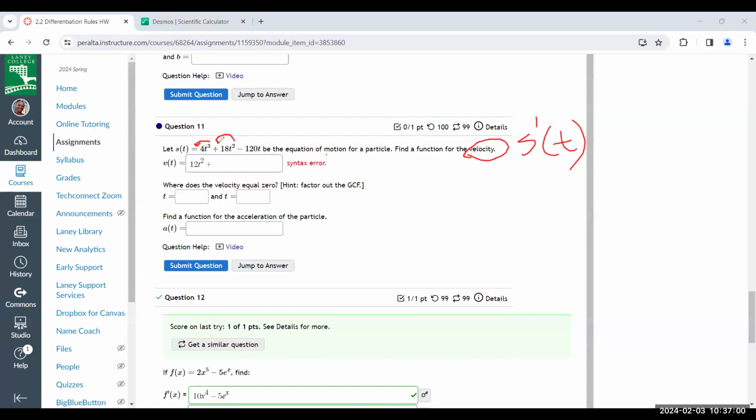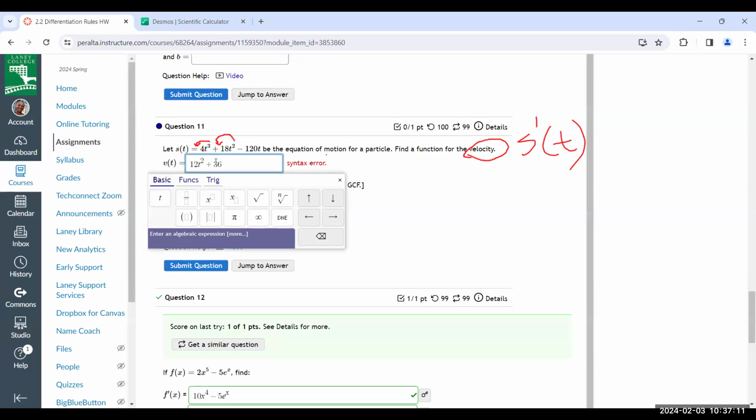2 drops down to the front. 2 times 18 is 36. So I will have 36 t to the first power. So if your power is 1, you don't have to write it, right?